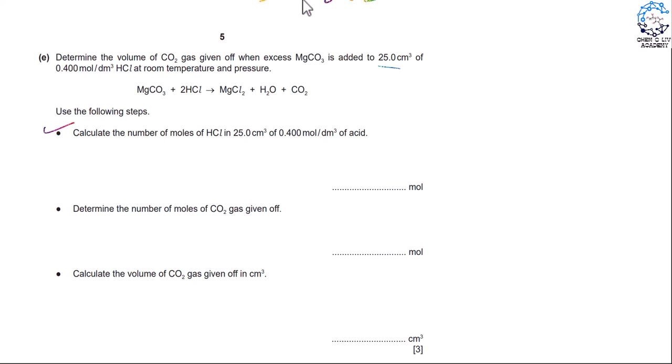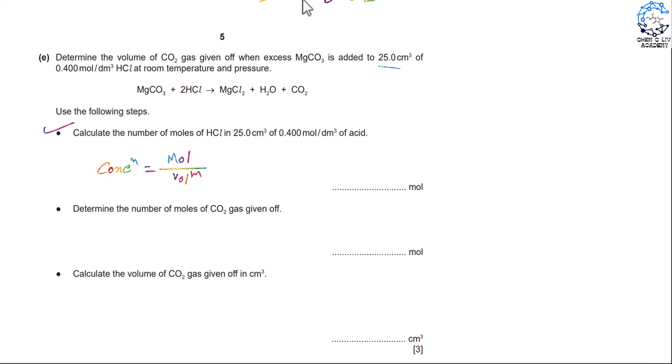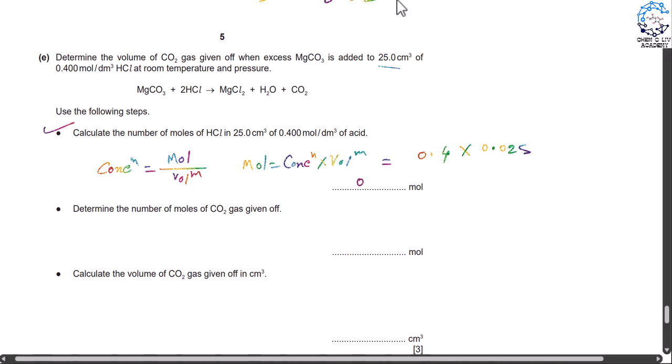Once again, the number of moles. So the same question. Concentration equals mole per volume. So mole equals concentration times volume. So concentration we have 0.4 mole per decimeter cube. Volume is 0.025. So 0.4 times 0.025 equals 0.01 moles.